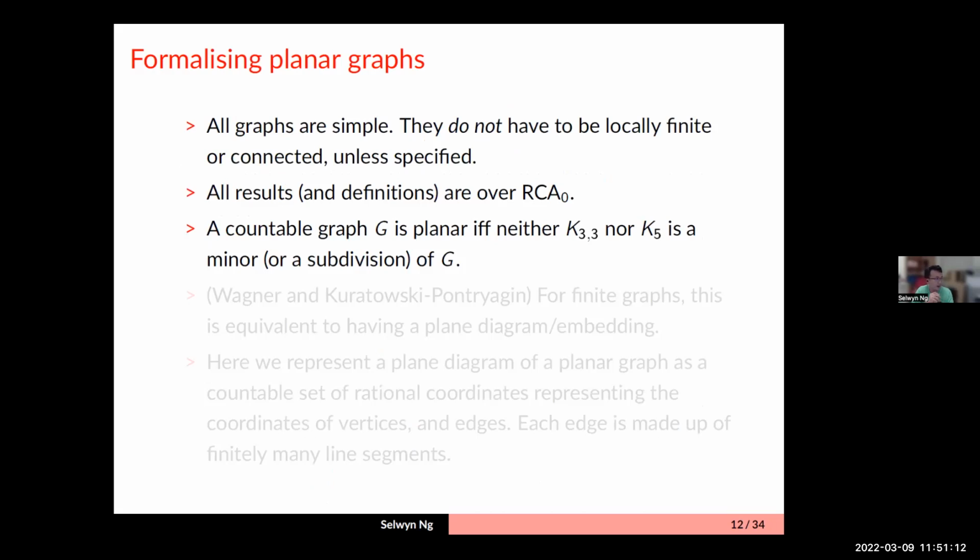So as I mentioned, I really want to be discussing the four-color theorem. So the first issue you have to think about is how you are going to formalize planar graph, because there are a few definitions that are classically equivalent. So again, all graphs are simple, and I'm not going to assume any other properties apart from being planar. So they do not have to be locally finite, or connected unless we say so. And instead of always saying over RCA_0, I'm going to just assume that.